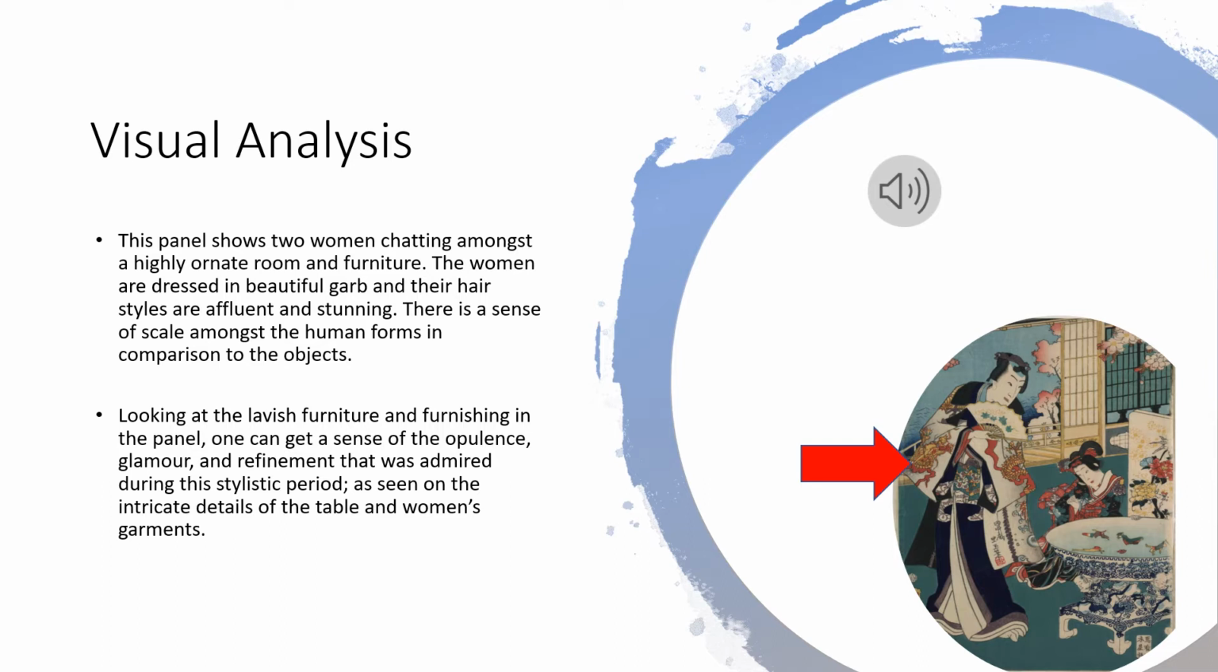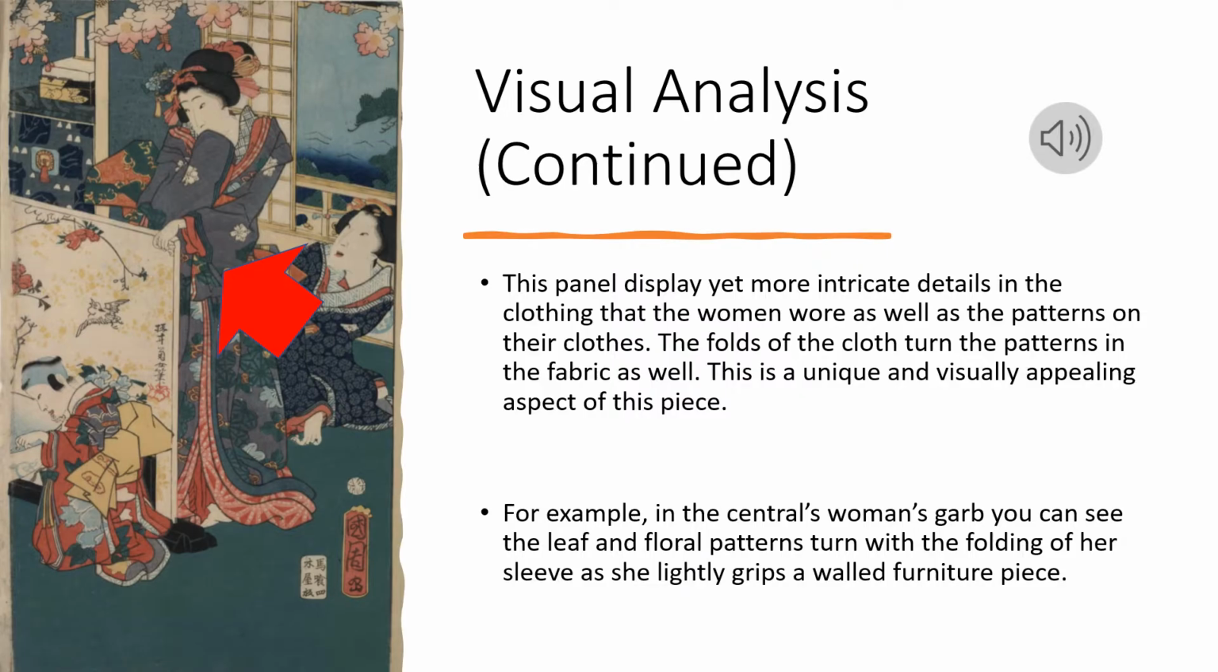This panel shows two women chatting amongst a highly ornate room and furniture. The women are dressed in beautiful garb and their hairstyles are affluent and stunning. Fluid human forms interact with the static objects of the scene, adding depth and scale to the piece. Looking at the lavish furniture and furnishing in the panel, one can get a sense of the opulence, glamour, and refinement that was admired during this stylistic period, as seen in the intricate details of the table and the women's garments. The second half of this panel adds more characters to this scene.